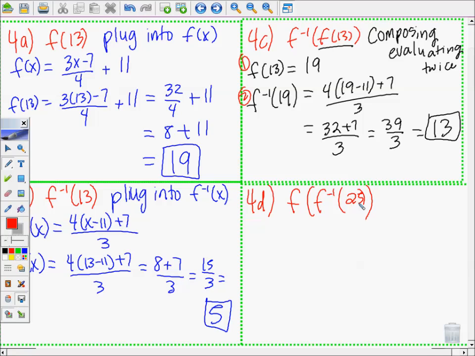Which one are you plugging 25 into? The x, right? So we don't know. But which function? Are you plugging into the original or the inverse? The inverse. There you go. Oh, that's what I'm missing. Remember, you do the inside first.